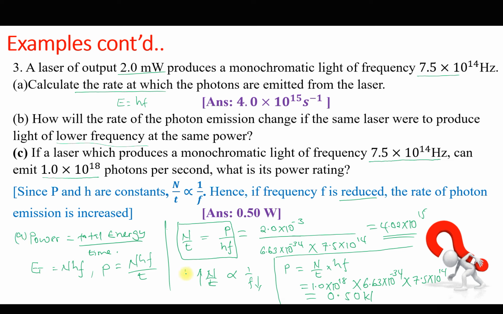Then for part B, the power is constant, h is constant, and N over t, that is the number of photons per unit time, is inversely proportional to frequency. If the frequency is reduced, then the number of photons increases per unit time. Then this is part C, where they give us N over t, the number of photons per second. So we just substitute in the equation and find the power rating.